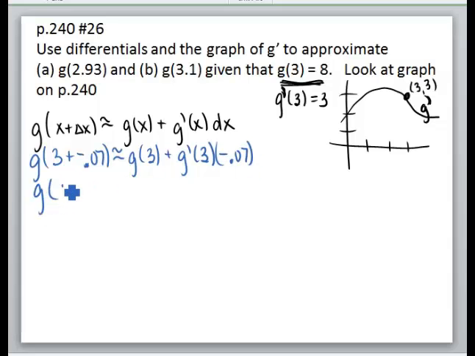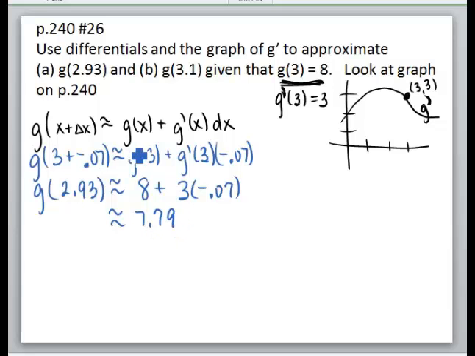So it means g of 2.93 is approximately, well, g of 3 they tell me is 8, plus g prime of 3, I got that from the graph, g prime of 3 is 3, times negative 0.07. So 8 plus 3 times negative 0.07 is, let's go straight to the answer here. Punch that in your calculator, you get 7.79.